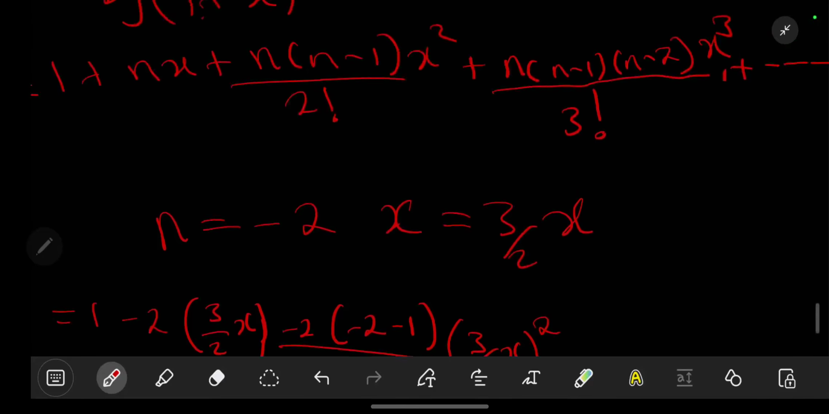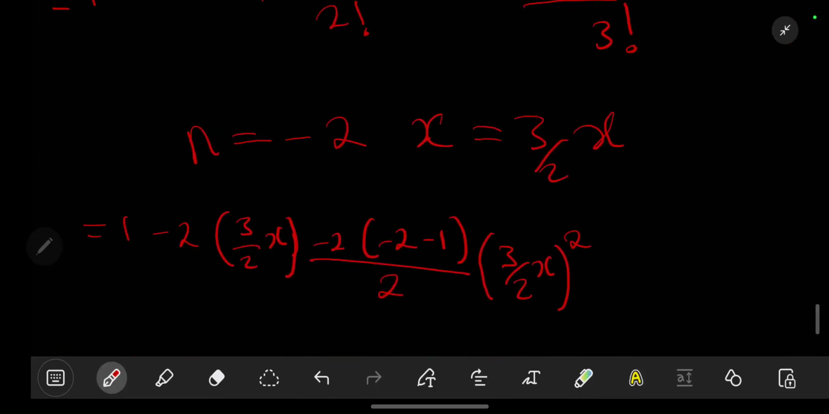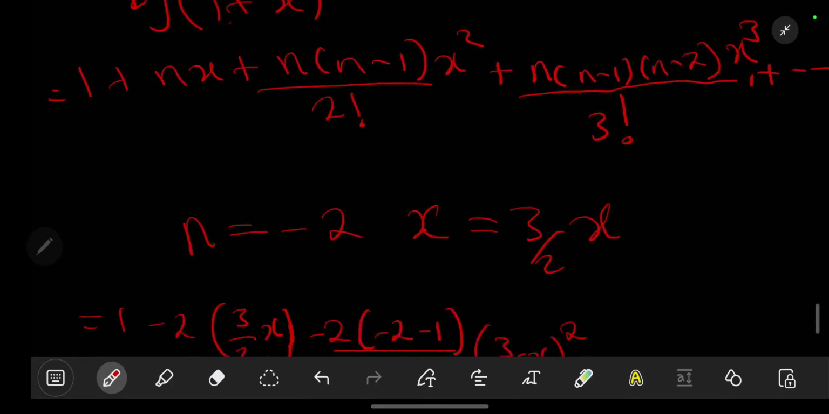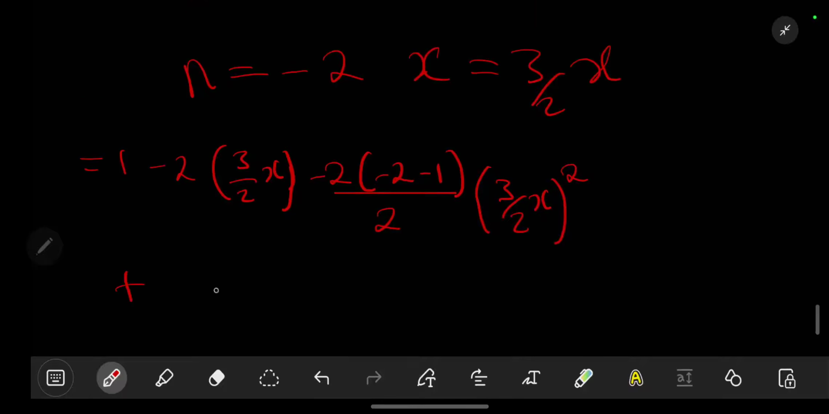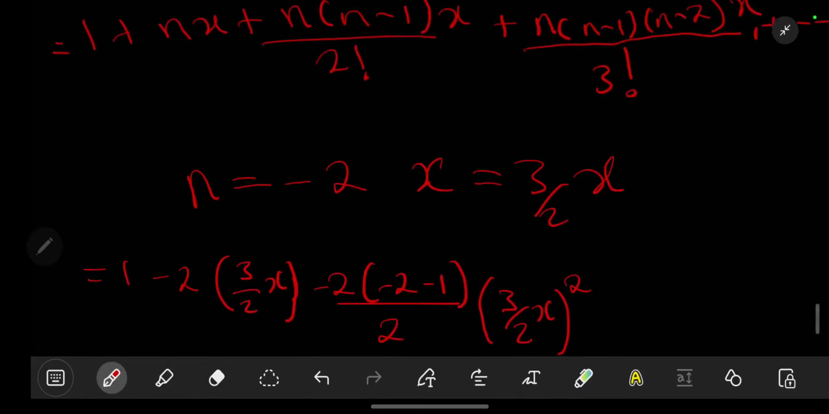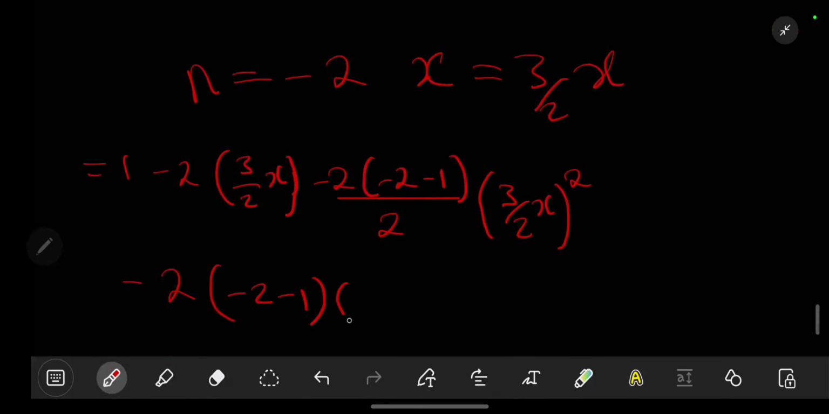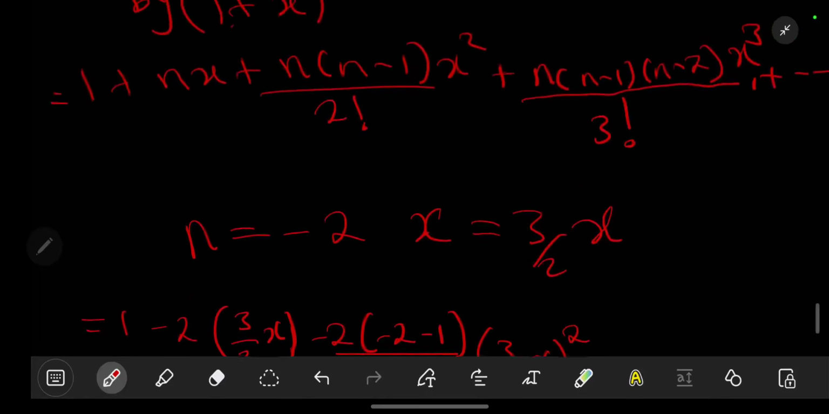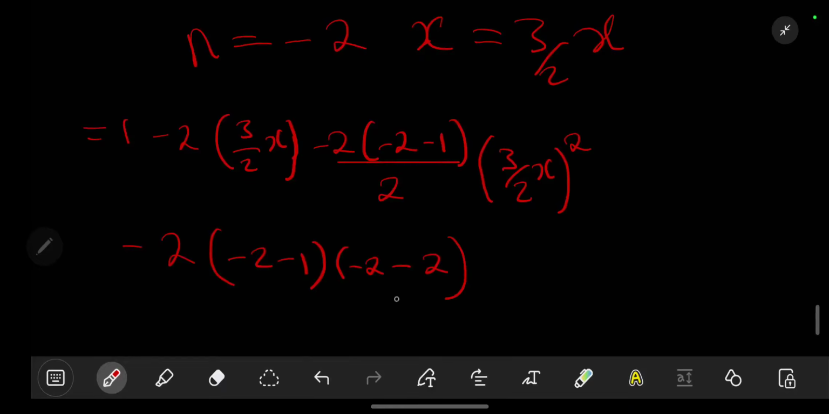We continue to the next term. So we have, let's just be careful here. It's okay, but we just need to differentiate it properly. Then the next one, it will be this n, but due to space I'll put it here, plus our n, which is -2. So minus 2, open brackets, we have -2 minus 1, -2 minus 2, according to this, over our 3 factorial, which is equal to 6.